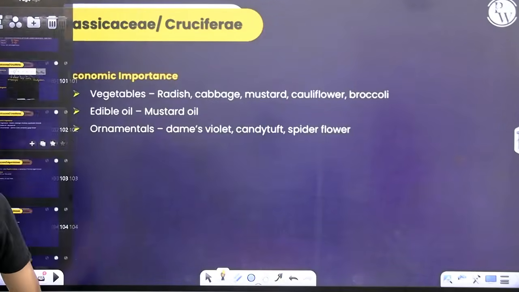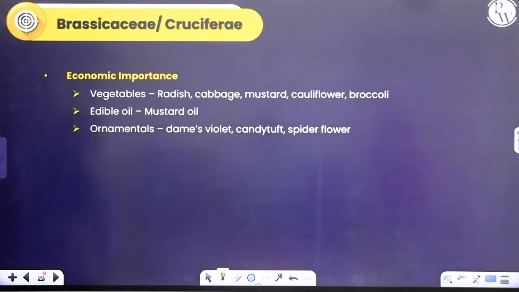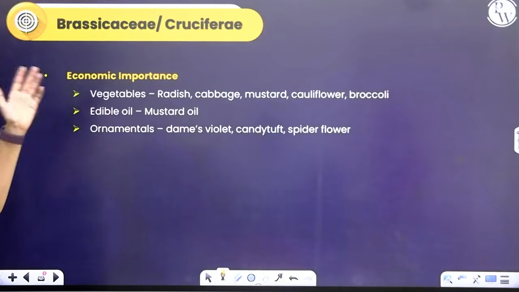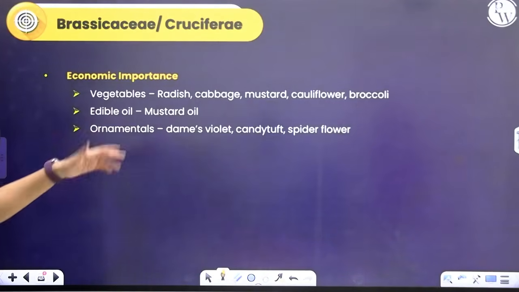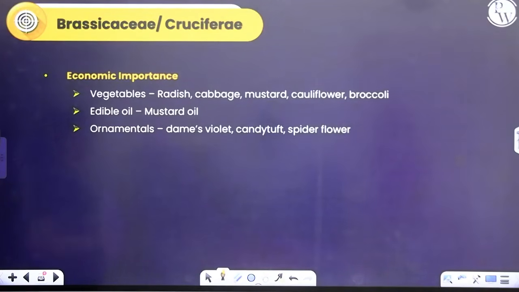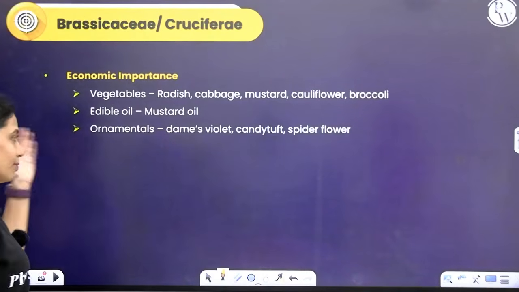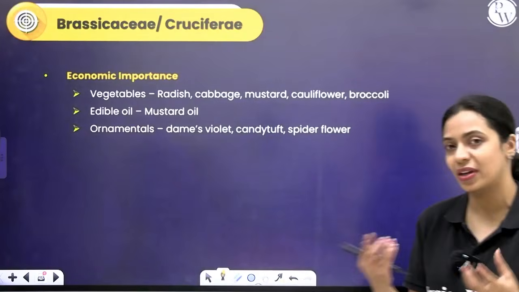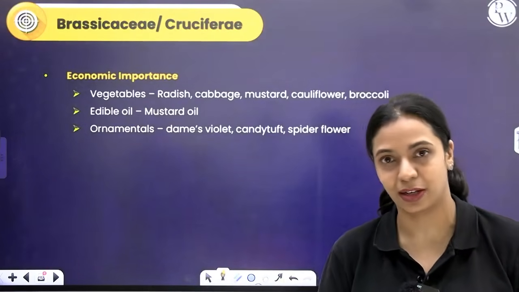Now let's learn about some economic importance of this family. Many of the vegetables that we use on a daily basis belong to family Cruciferae. So you have radish, cabbage, mustard, cauliflower, broccoli, all of these belong to the same family. Edible oil, mustard oil is used for cooking. I think especially in West Bengal and those states they use mustard oil a lot. Some plants like dame's violet, candy tuft and spider flower produce very pretty flowers, so they can be used as ornamental plants as well.